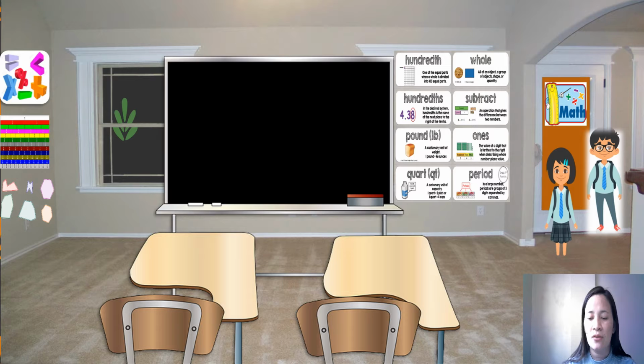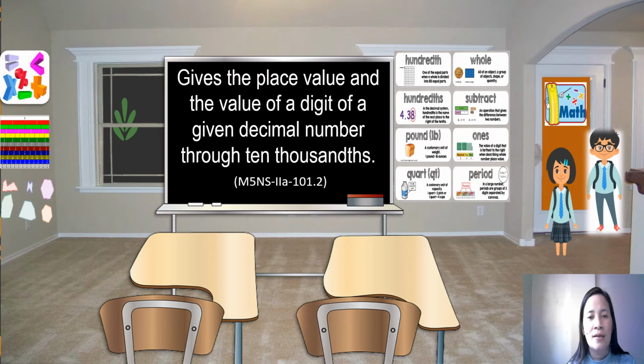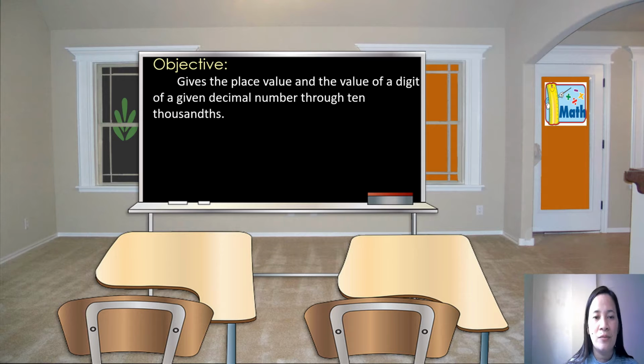Class, so we're going to take up decimals for the second quarter. Our first lesson is giving the place value and the value of a digit of a given decimal number through 10,000s. For our objective, at the end of the lesson, you are expected to give the place value and the value of a digit of a given decimal number through 10,000s.